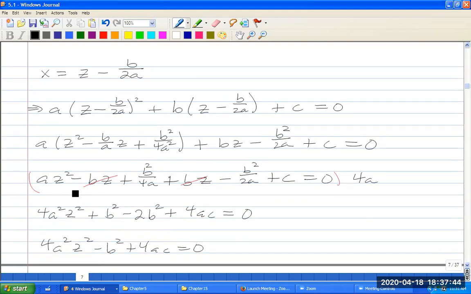Let's get rid of all the denominators. So let's multiply everything by 4a. So we get 4a squared z squared, plus, well, the 4a's cancel, b squared, minus 4a divided by 2a is just 2, so minus 2b squared, plus 4a times c is 4ac, equaling 0 times 4a, which is just 0.